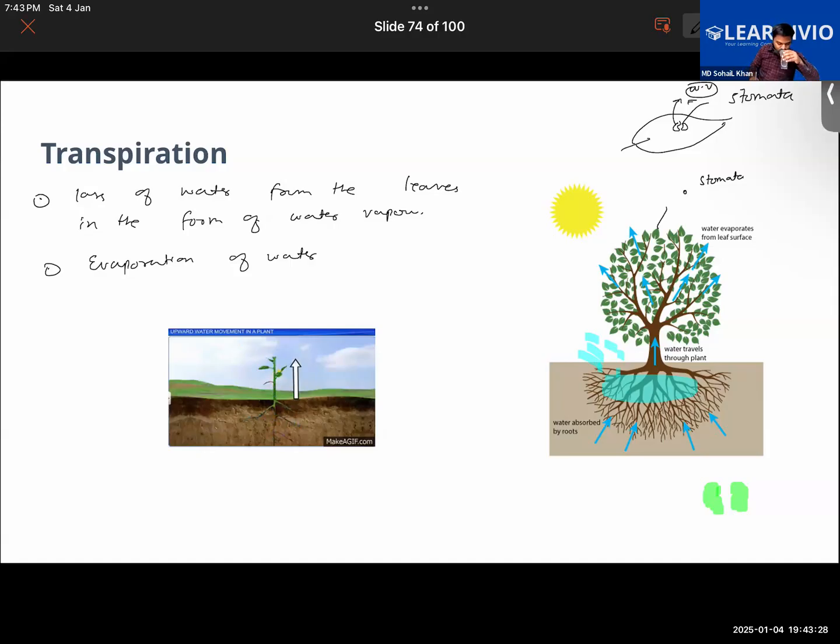So evaporation of water from the leaves creates a suction pull, and that pull is called the transpirational pull here, getting it? Transpirational pull.